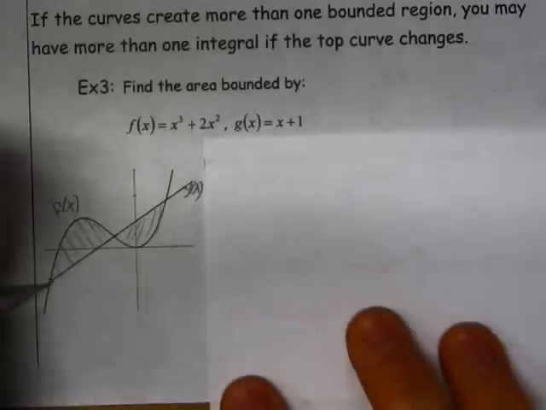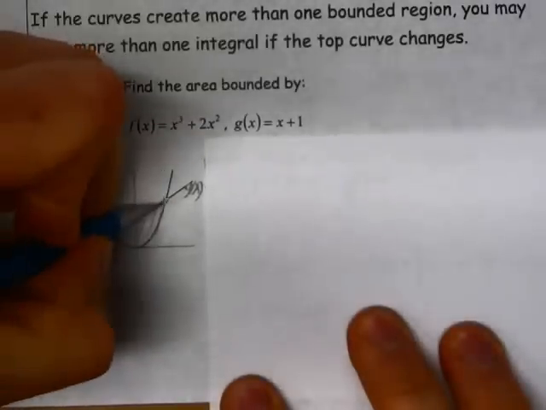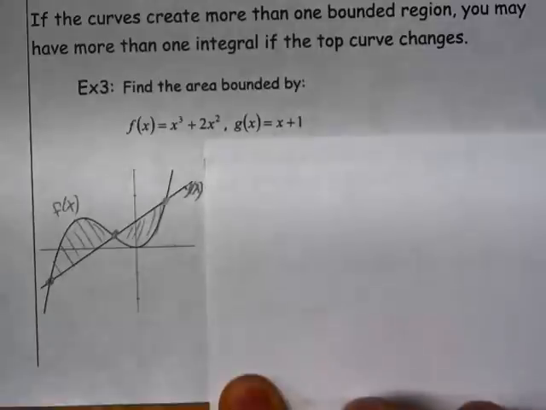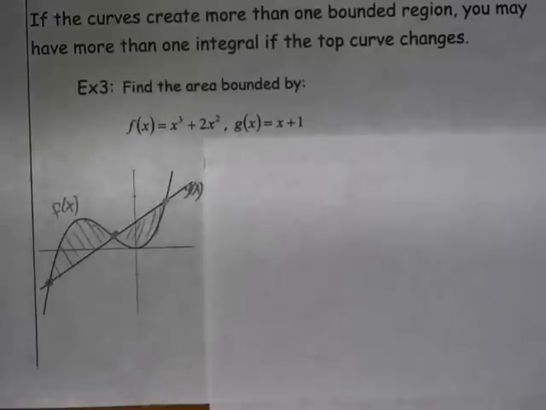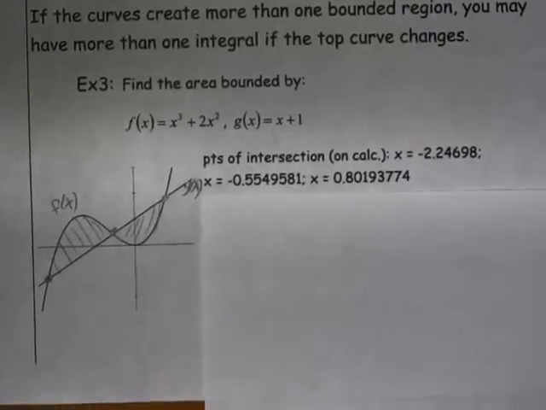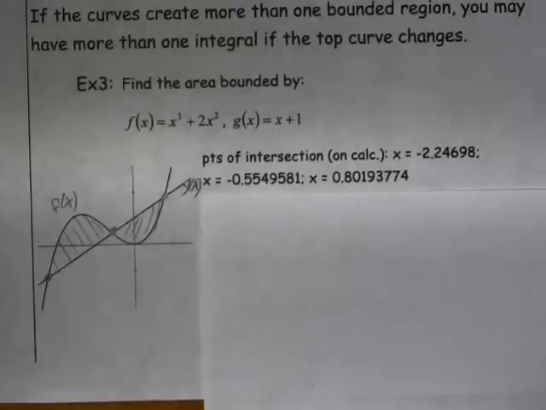So we need to find the intervals over which f of x is the top and g of x is the top, right? So we have to find these x intervals, and I'm going to do that on the calculator. I did that on the calculator, just second calc intersect, and I get these x values.